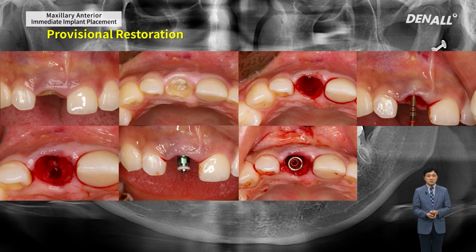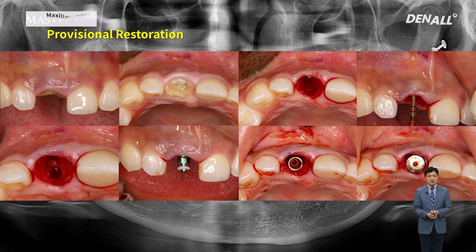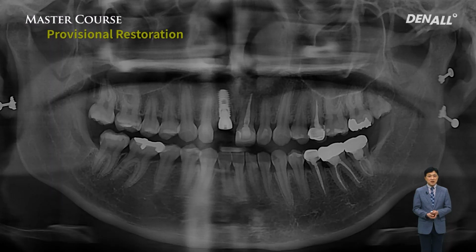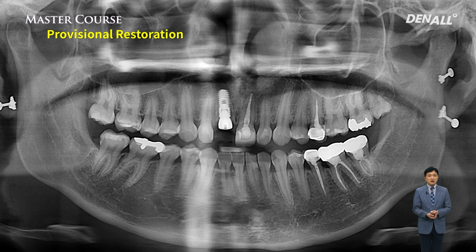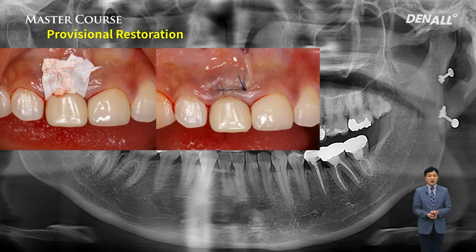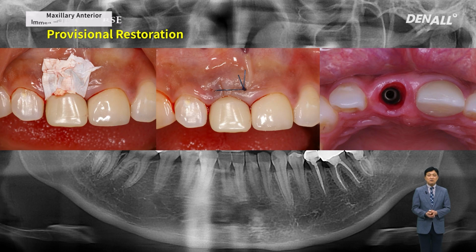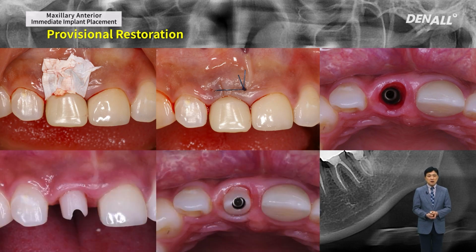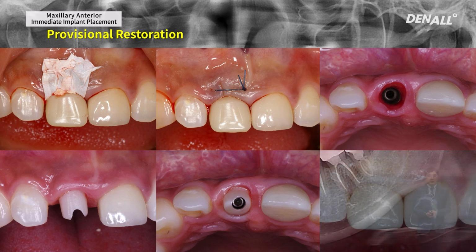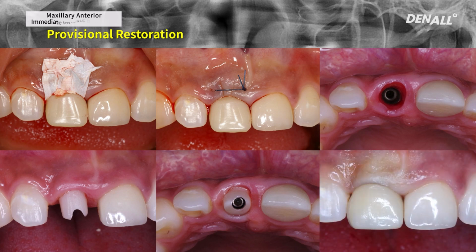When the implant was placed, a healing abutment was connected and bone graft was done. After that, the healing abutment is removed. A transfer abutment and PMMA is used for the provisional, and a sling suture is used to close the gingiva. It is healed. At about 4 months of healing, a zirconia abutment is used for the prosthesis.